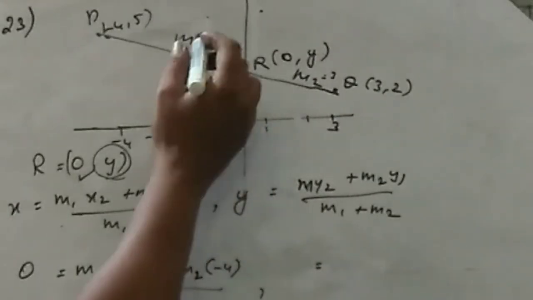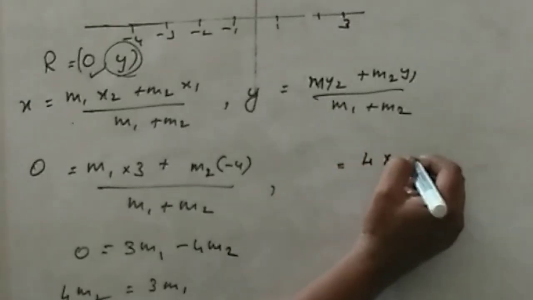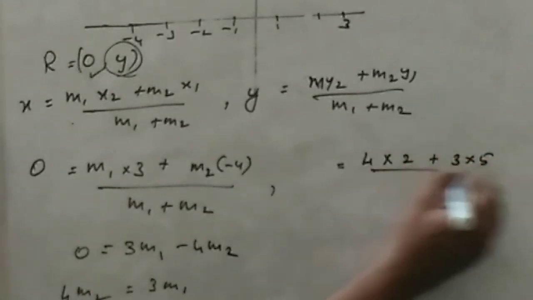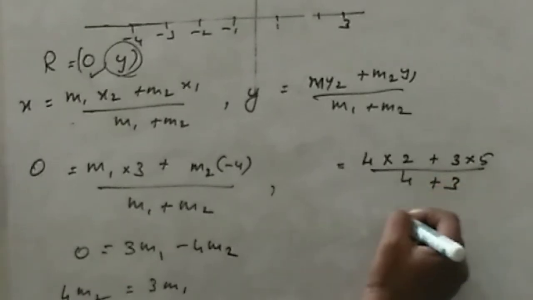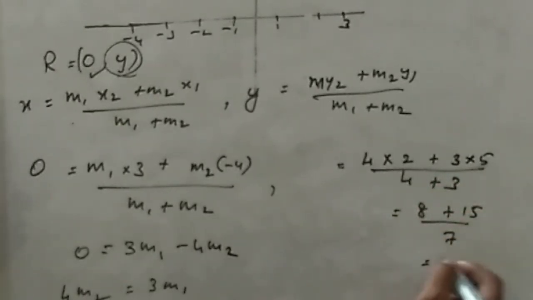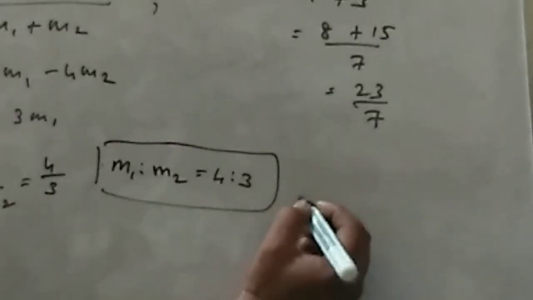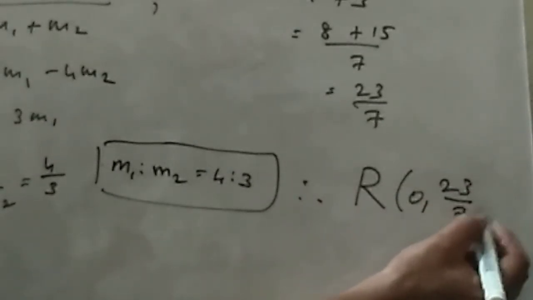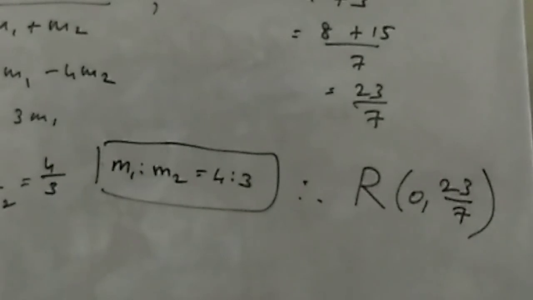It's equal to 4 into 2 plus 3 into 5 upon 4 plus 3. So 8 plus 15 upon 7, 23 upon 7. Therefore R is 0 and 23 upon 7. Got it? Now they ask you to find the area of the quadrilateral.